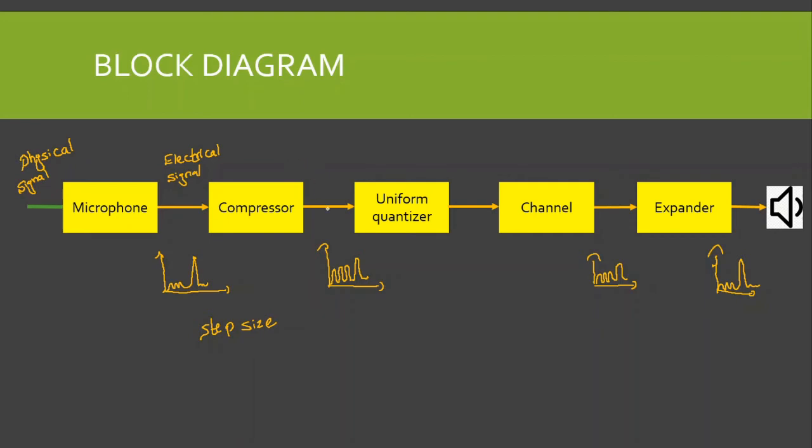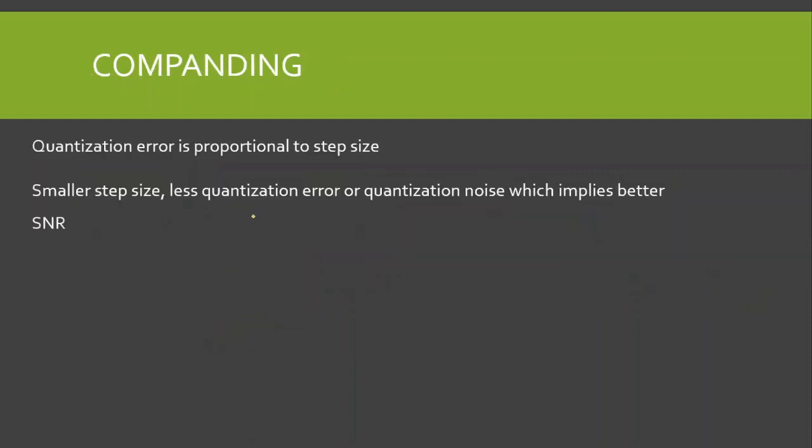So what this compounding has done is that it has reduced the step size. Now the step size is small, and quantization error is proportional to the step size. It means that the smaller the step size, the less the quantization error; the greater the step size, the greater the quantization error. So by reducing the step size, quantization error or quantization noise has been reduced. Now when we have less quantization noise, it means that the signal to noise ratio has been improved.